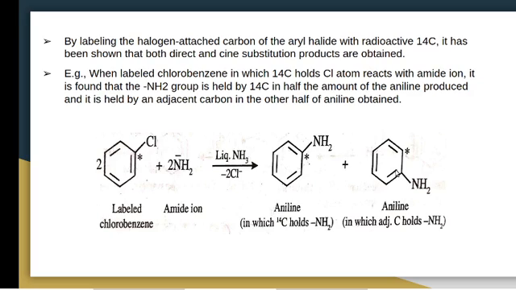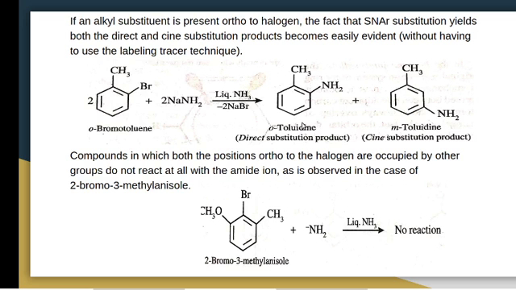That means there is the possibility for the attack of the incoming nucleophile NH2 minus on the halogen-attached carbon and the adjacent carbon atom. So that is the supportive evidence for the elimination addition mechanism through benzyne intermediate. For the supportive evidence, we can consider some more examples.